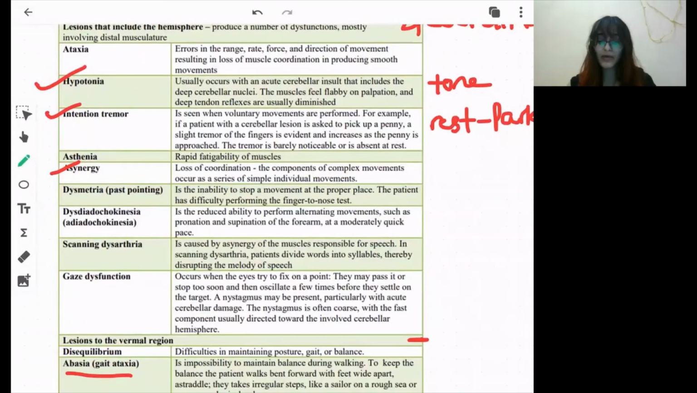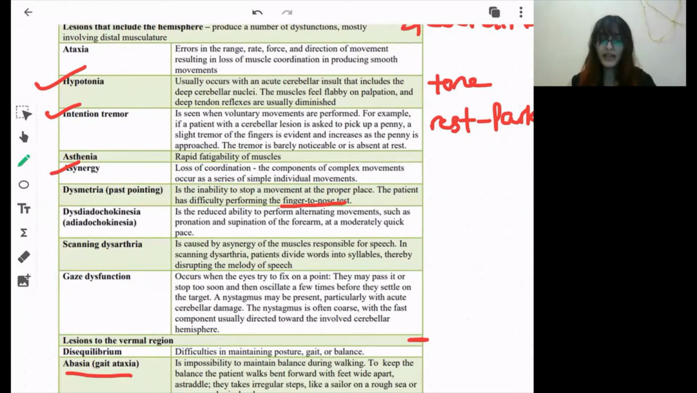Next, dysmetria, past pointing. For example, they have mentioned here finger to nose testing. Even if I close my eyes, I know where my finger is. Even if I keep it here, I know where my finger is, and I can touch my nose and finger back and forth. But if my cerebellum is damaged, I don't know where my muscle is. Why? Because there is no proprioception. I don't know where is my position. If I close my eyes, I don't know where my hand will be, and I will not be able to touch my finger. So that is dysmetria or past pointing.